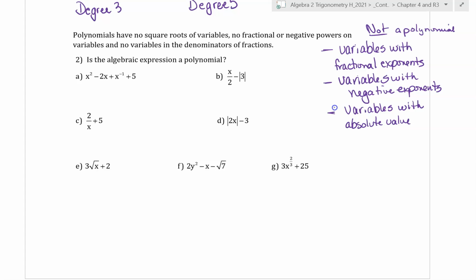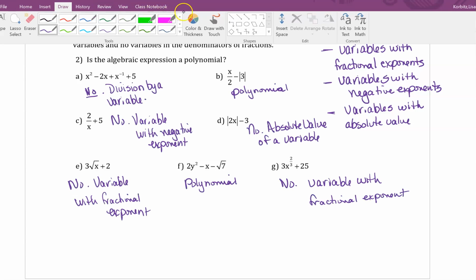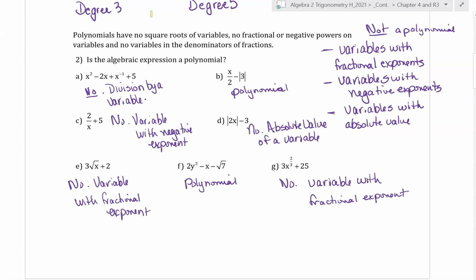So go ahead and pause the video and decide for part 2 which of those expressions are polynomials. Give it a try. Pause the video and give it a try, please. All right, so go ahead and take a look at the answers. A couple of things might be slightly confusing.